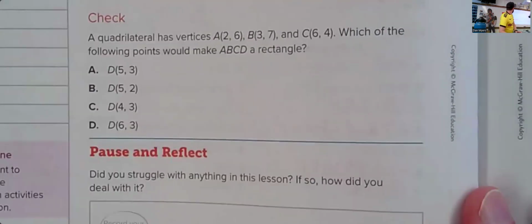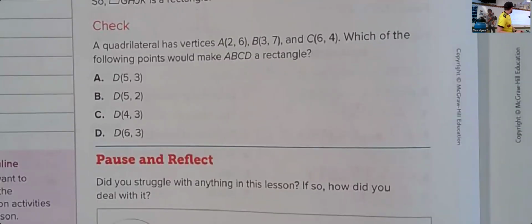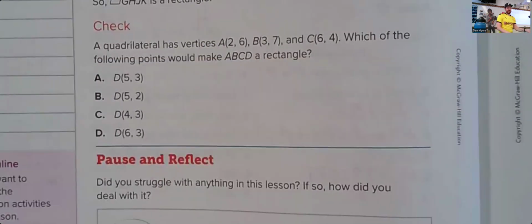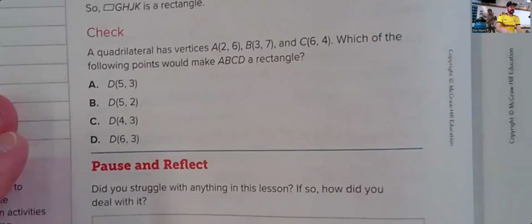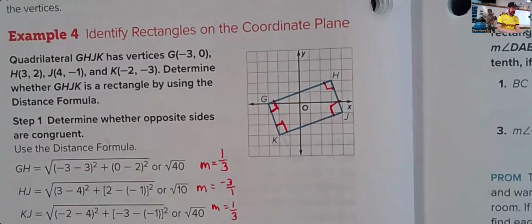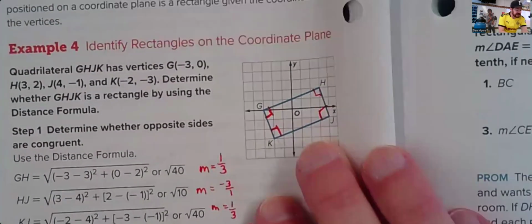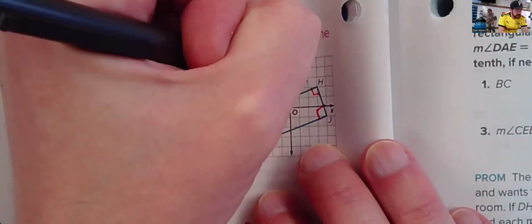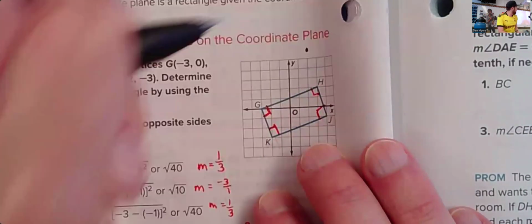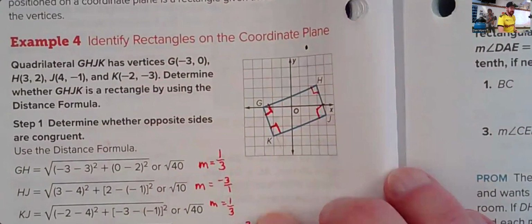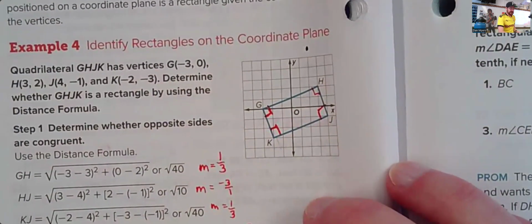All right, last thing down here. A quadrilateral has vertices 2, 6, 3, 7, and 6, 4. Which of the following points would make that a rectangle? So let's just go back and use this grid here. It'll be kind of annoying because we're going to overlap some stuff, but it's the best we've got right now. So A is at 2, 6, which is right there, like above the grid a little bit. I wish they would have given us a graph to do this one. Oh, well. 3, 7 for B.